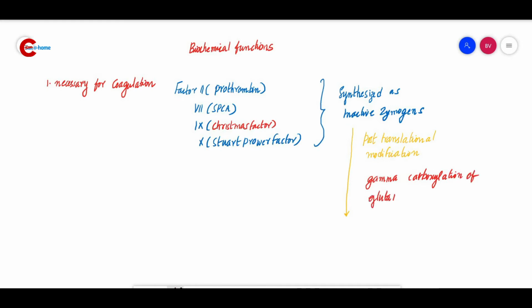So first, these blood clotting factors are synthesized as inactive zymogens. Then they undergo post-translational modifications, that is gamma carboxylation of glutamic acid residues. And for this process, vitamin K is needed. For the inactive zymogens to become mature blood clotting factors, vitamin K is a must. So, vitamin K is necessary for coagulation.